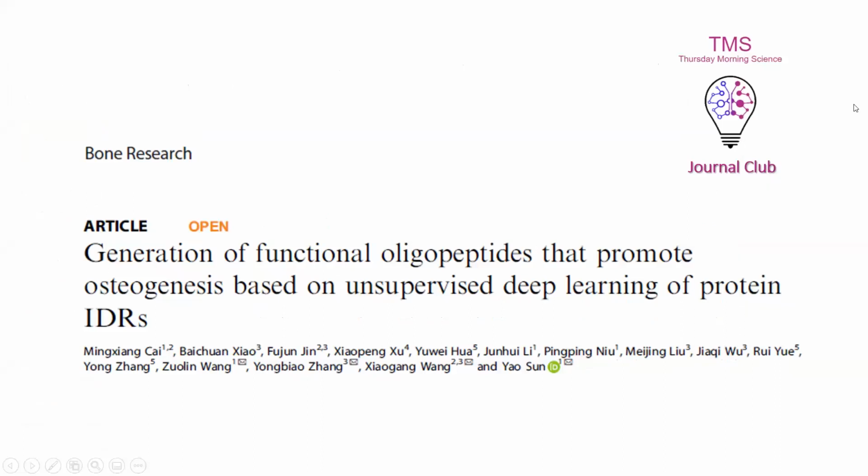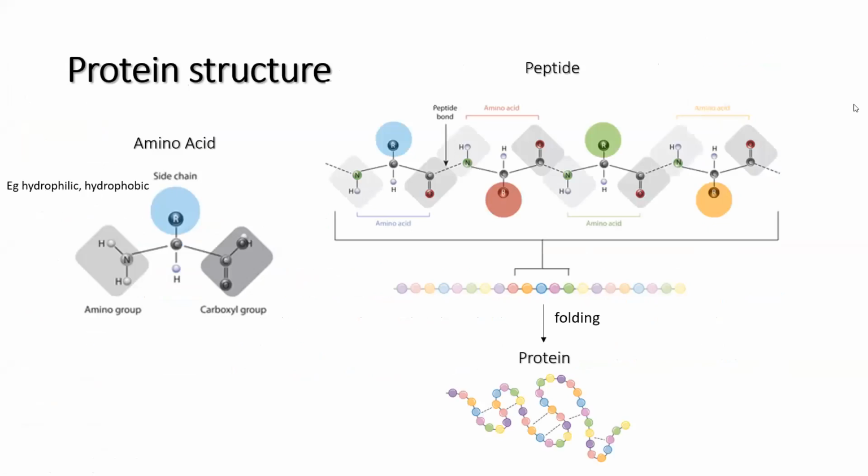So yes, the paper that I'll present today is called "The Generation of Functional Oligopeptides that Promote Osteogenesis Based on an Unsupervised Deep Learning of Protein IDRs." So first, some basic background on protein structure. Proteins are made of amino acids, which have different components, one of which is a variable side chain, which can have different properties, such as being hydrophilic, meaning that they dissolve well in water, or hydrophobic, meaning they don't.